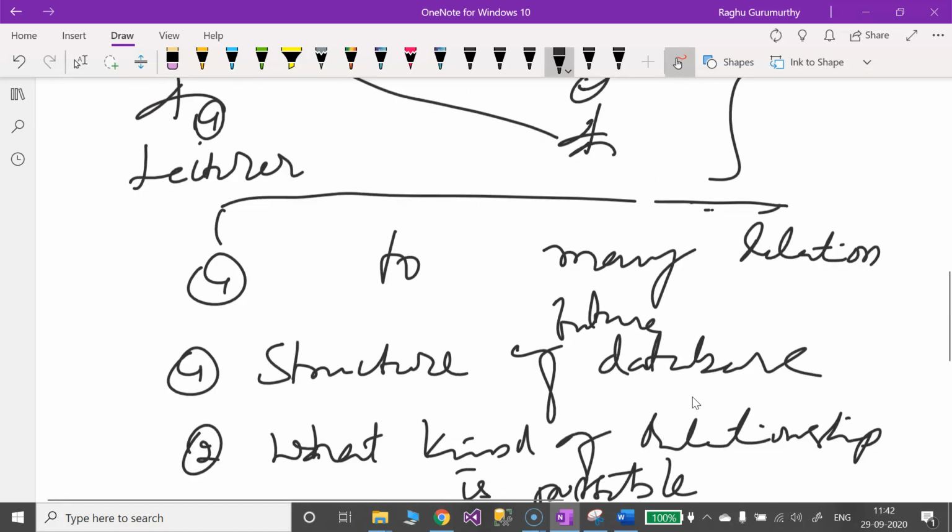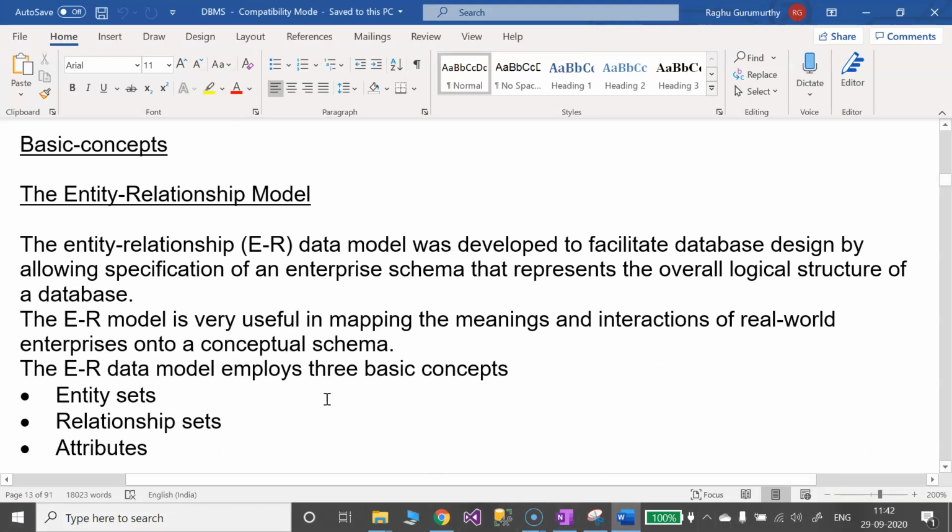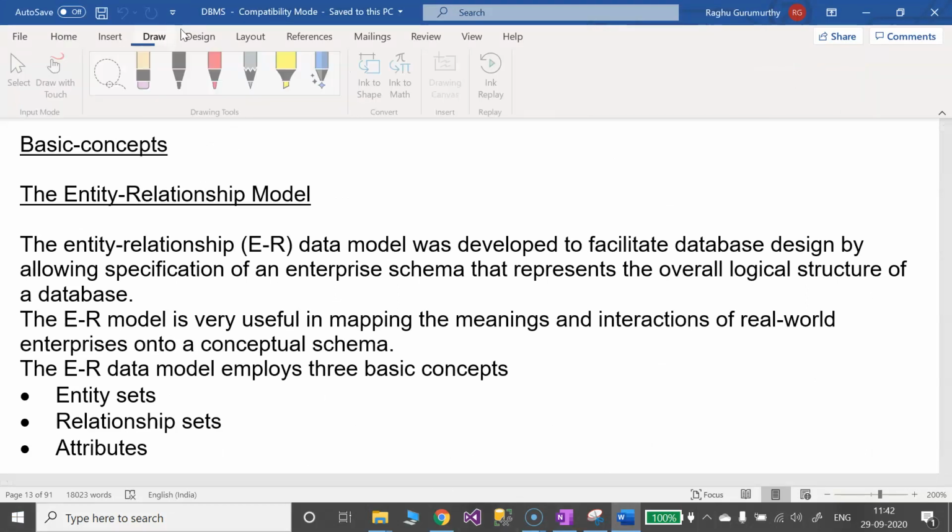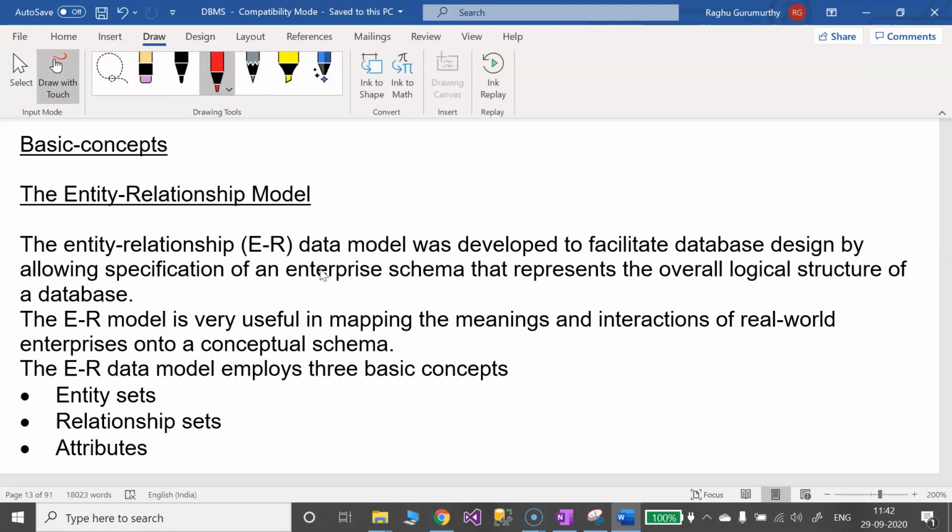If you come here, to our notes, here they are telling that the entity relationship data model was developed. Why was it developed? To facilitate database design by allowing specification of an enterprise schema. What exactly does enterprise mean? Any kind of object. An enterprise schema represents the overall logical structure of the database.